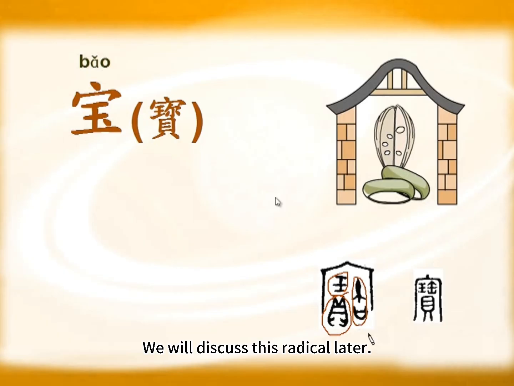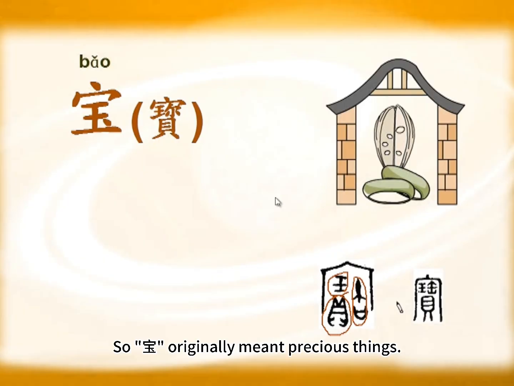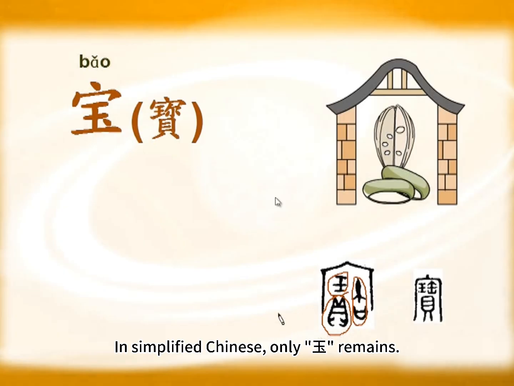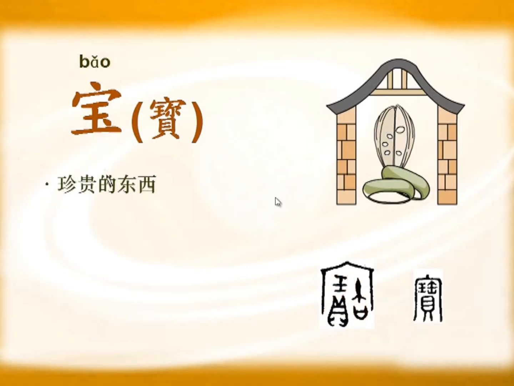We will discuss this radical later. Whether shells, jade, or ceramics, all were valuable items. All were wealth. So 宝 originally meant precious things. In simplified Chinese, only yu remains. But from this form, we can still see its original creative intent to depict very precious things placed inside a house.